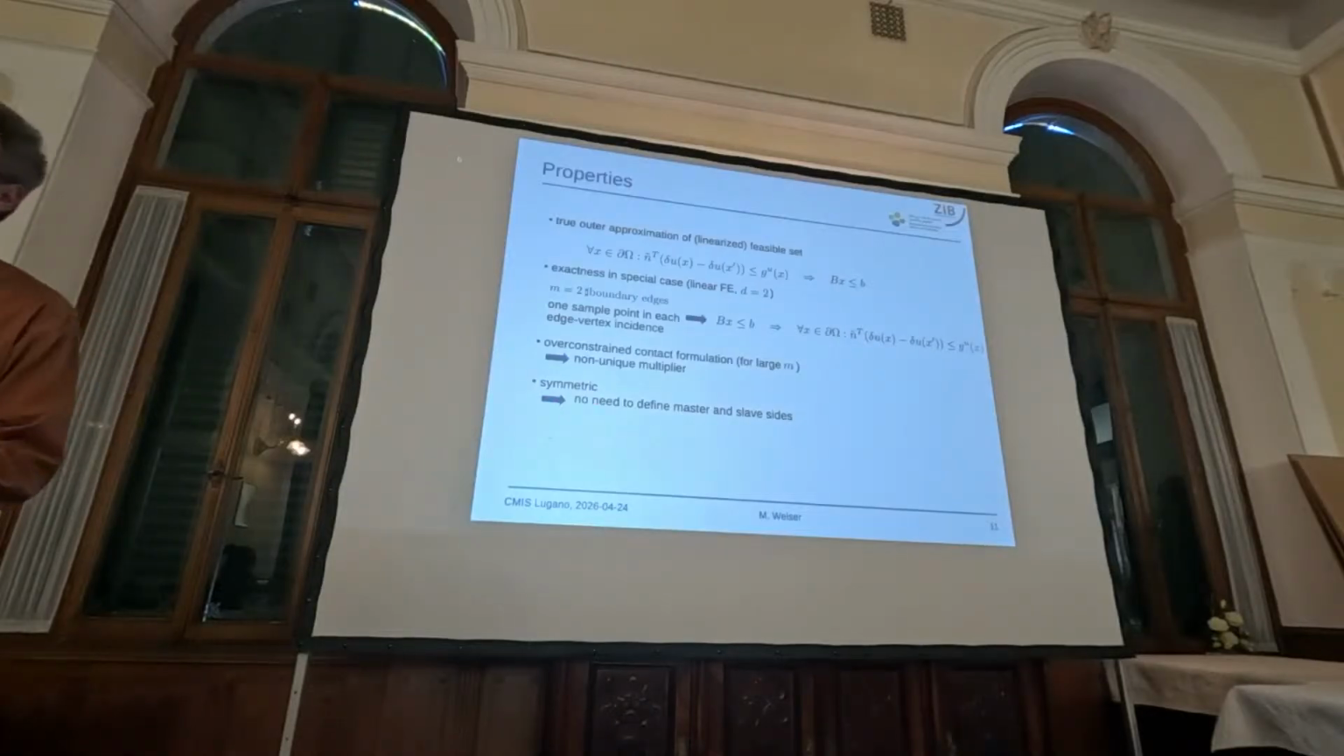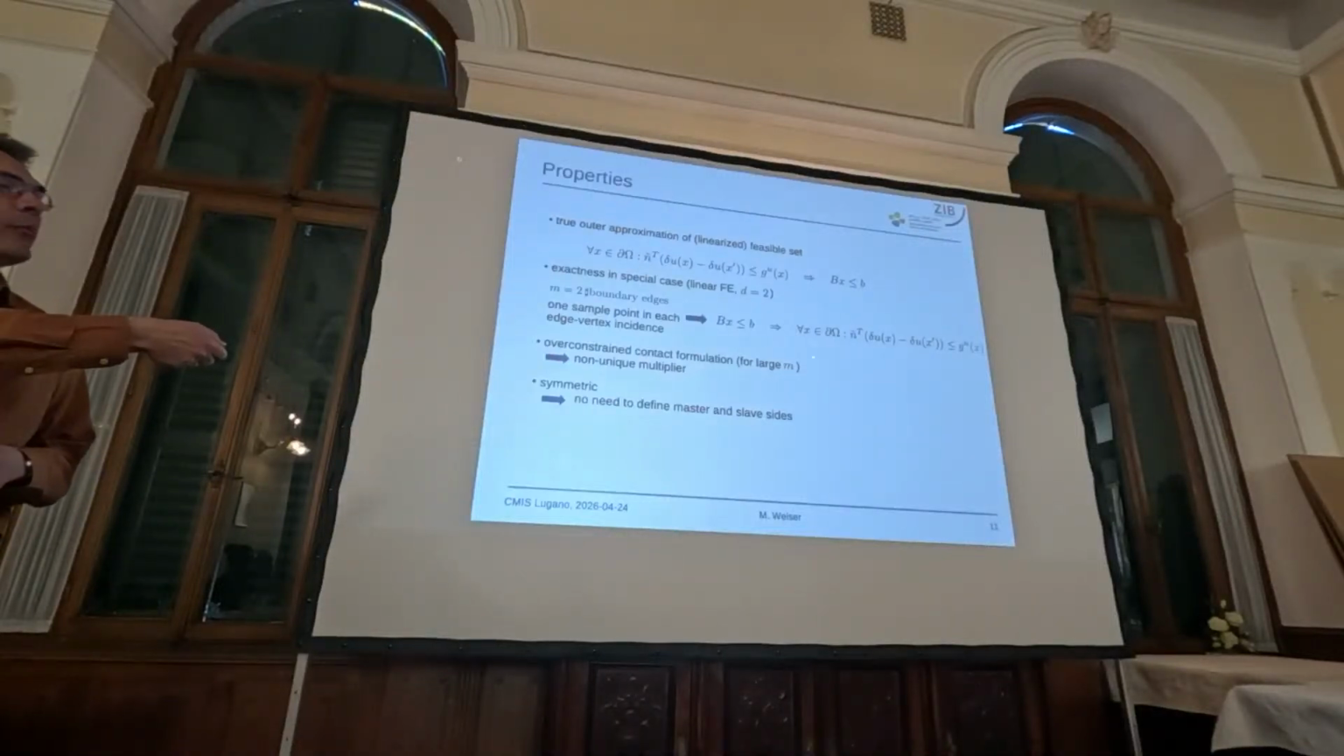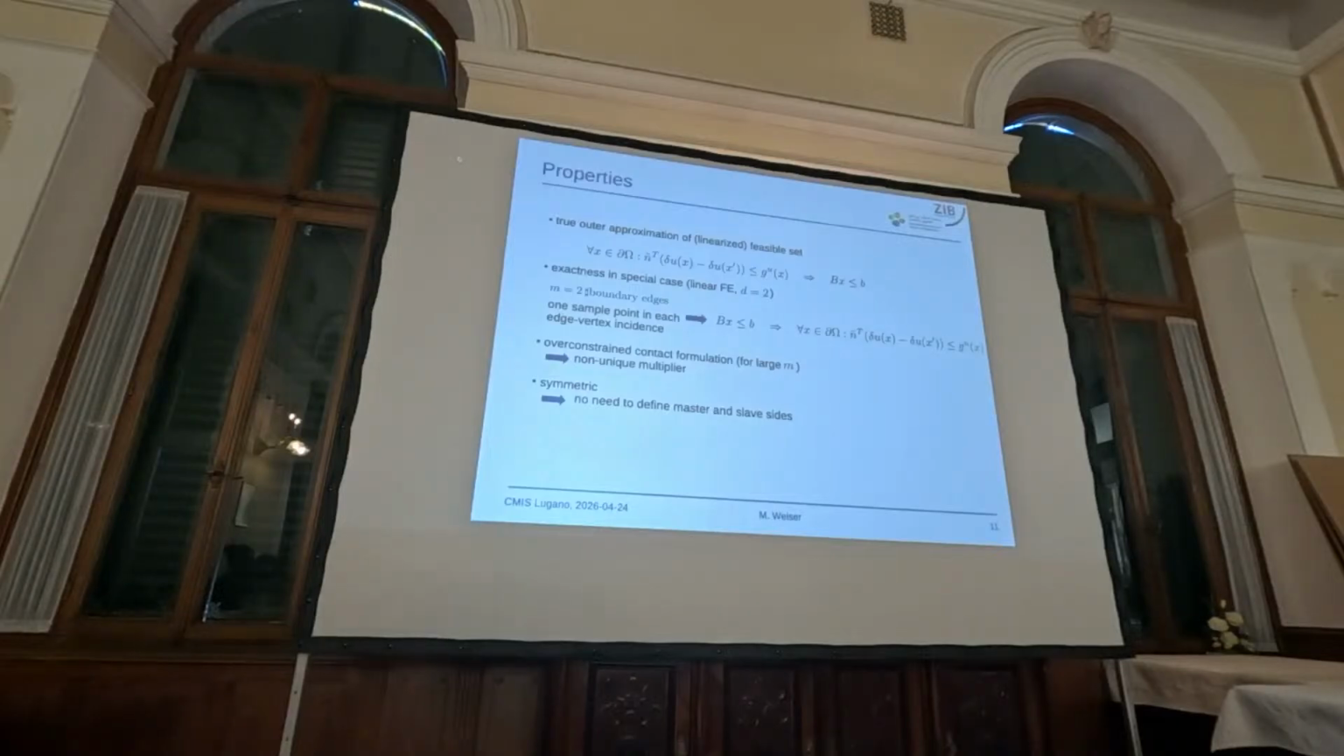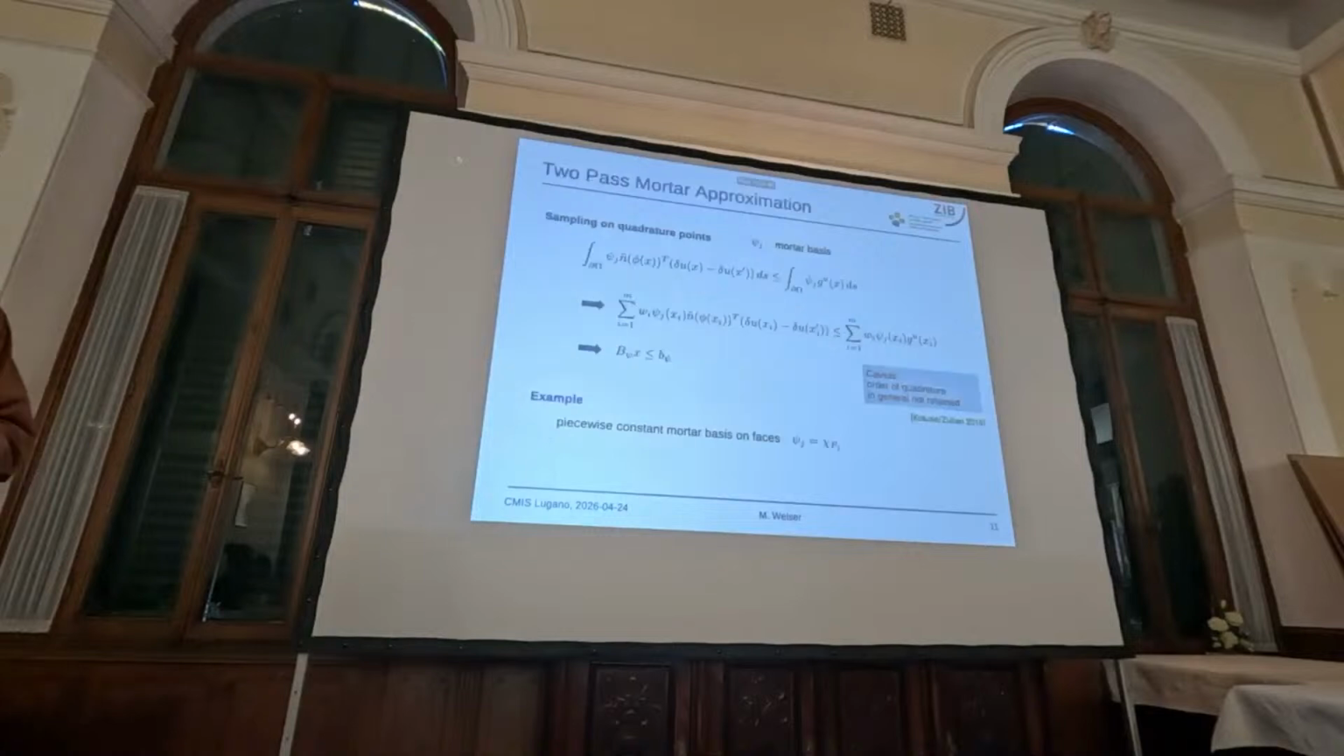Nice thing, it's symmetric. There's no need to look for master or slave boundaries on dynamic and changing contact. So this simplifies things. However, it's over-constrained. If you take quite a number of these potential contact samples, so far there's no structure or restriction on that. So M can be quite large. This leads to potentially non-unique multipliers and a violation of the LBB condition, which might pose some issues for an active set solver that is not aware of that situation. Okay, this is one of the possible drawbacks.